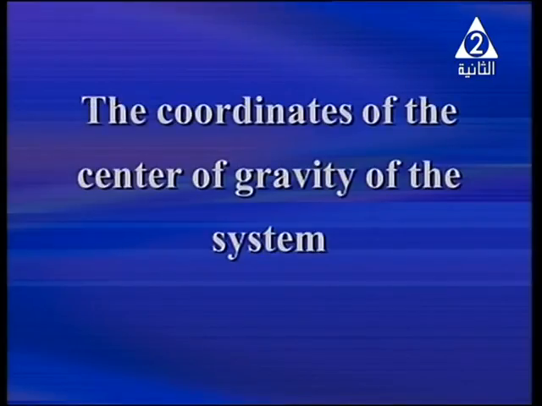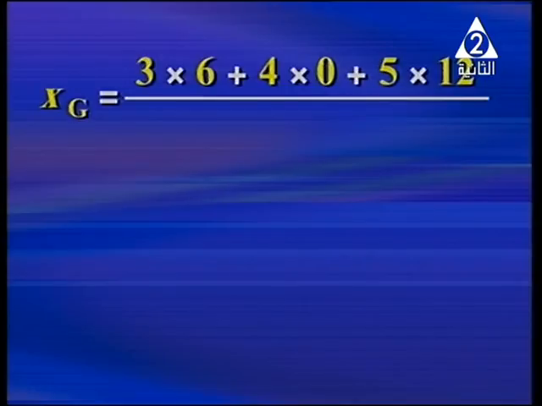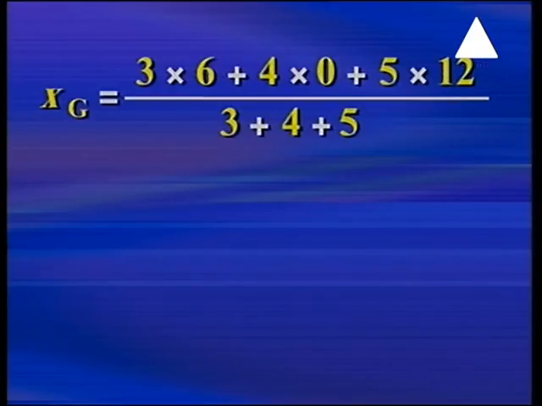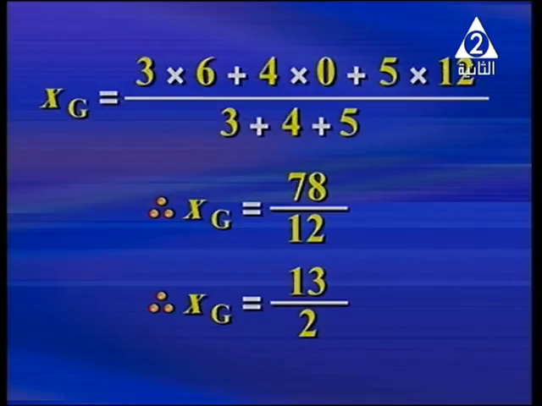By using the system, the coordinate of the center of gravity of the system, then xg equals what? Student, m1 x1 plus m2 x2 plus m3 x3 over the sum of the masses 3 plus 4 plus 5. Remember, dear student, this is xg. The answer is 78 over 12 centimeters, or 13 over 2 centimeters.